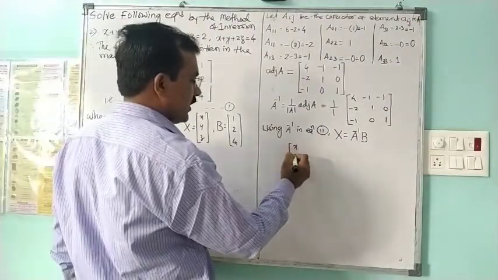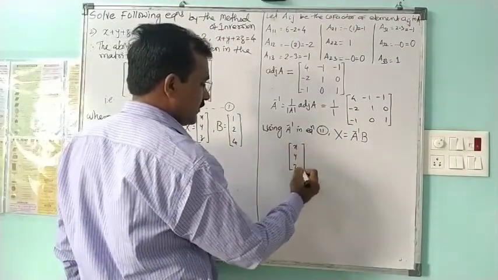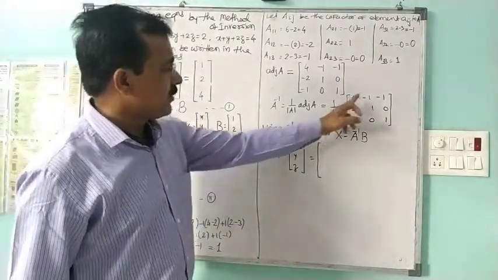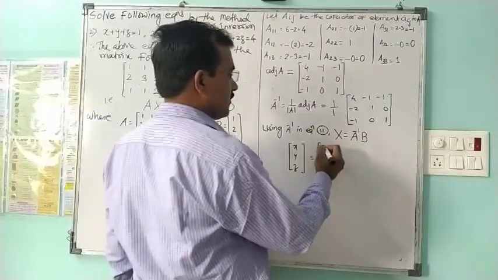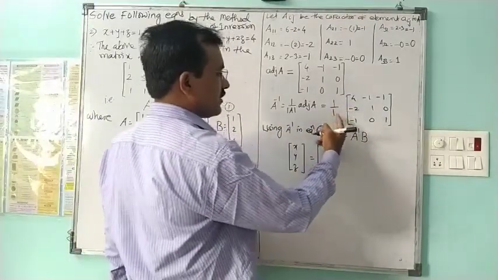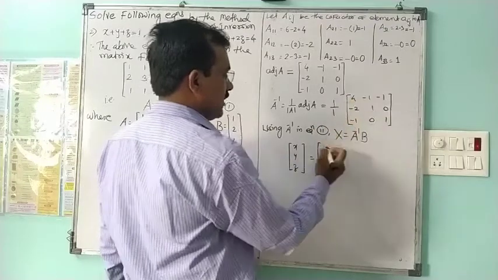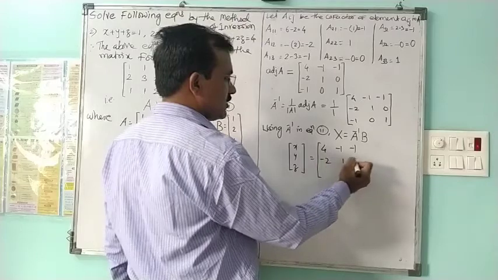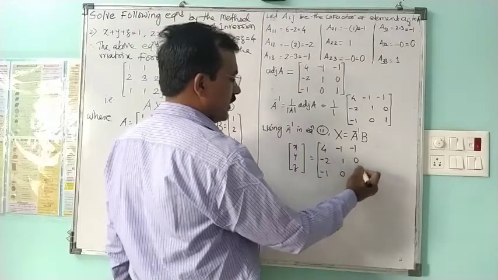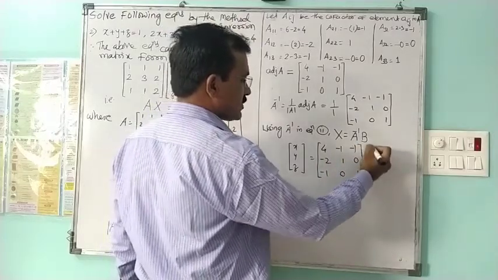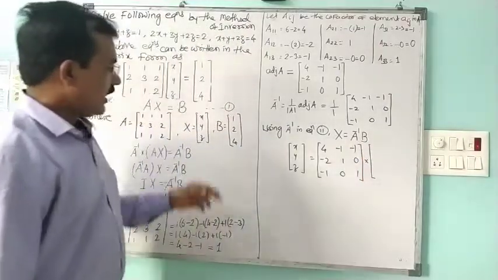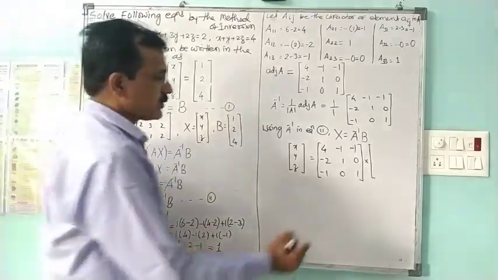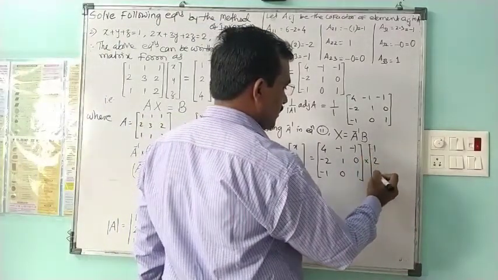So its actual values are small x, y, z, and A inverse has the value which we have evaluated, with 9 elements. In the first row, 1 by 1 is 1, so we do not write that 1 by 1. Its actual elements are 4, minus 1, minus 1, minus 2, 1, 0, minus 1, 0, 1, and this A inverse is to be multiplied with the matrix B, and the value of B is a column matrix. Its elements are 1, 2, 4. So this is to be written here: 1, 2, 4.